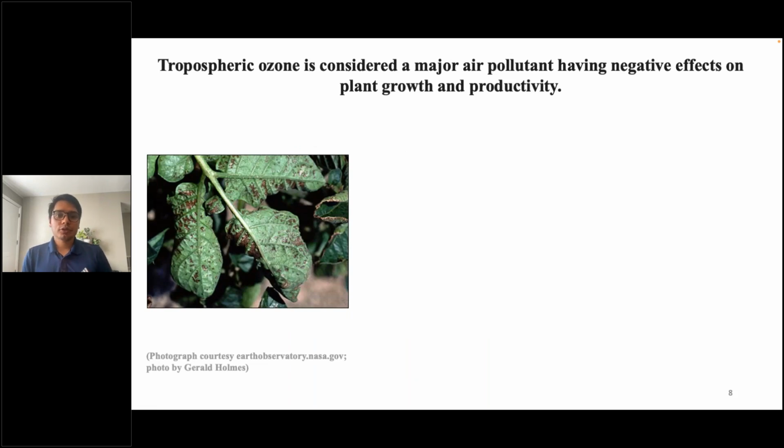So an ozone concentration above 40 parts per billion is known to be highly phytotoxic, and elevated ozone can negatively impact plants on many levels. One of the most common effects of elevated ozone is visible injury resulting in bronzing or reddening of the tissue, as we can see in this figure.